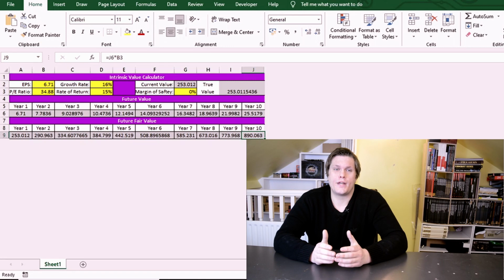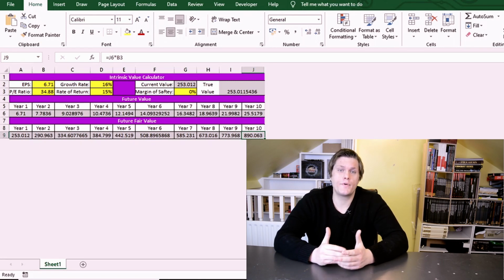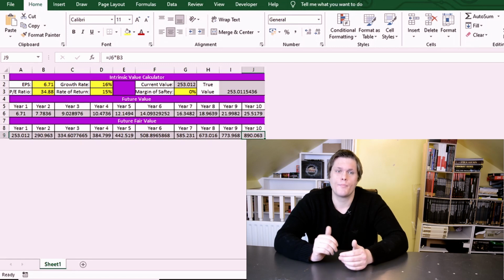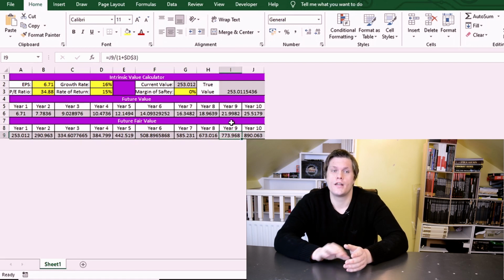But what we want to know is, what is the price we should be paying for the company right now? So to come to a price that we're willing to pay right now, what we want to do is essentially undo everything we've just done, but make sure that our rate of return is included into that. So the formula to do this would be the future share price divided by 1 plus the required rate of return. If we do this to Microsoft, it shows that Microsoft expected value is currently $253 per share.